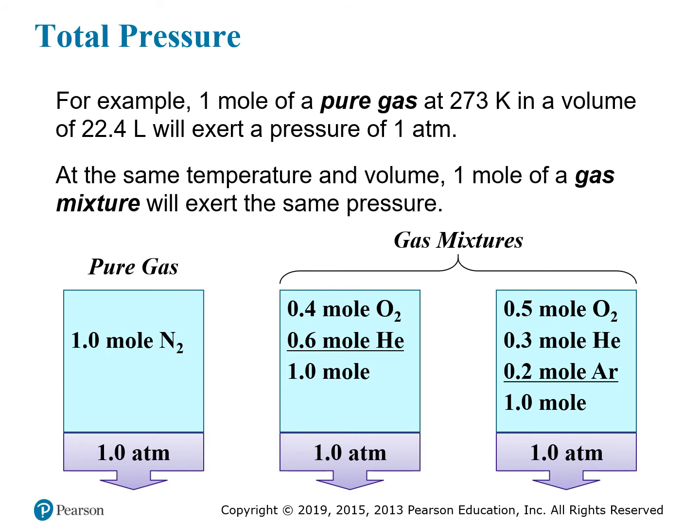To take another example, if we have 1 mole of a pure gas at 273 K in a volume of 22.4 liters, then we know that that gas is going to exert a pressure of 1 atmosphere, okay? Because 22.4 liters is the molar volume at standard temperature and pressure. And this is the standard temperature, and so this will be the standard pressure, okay? So this is going to be true for any pure gas that we can find.